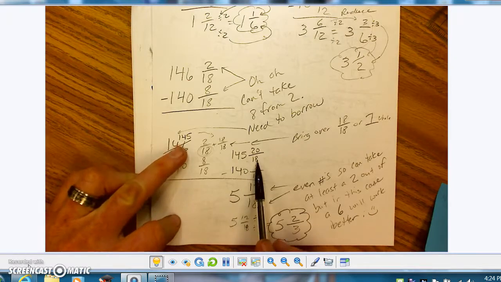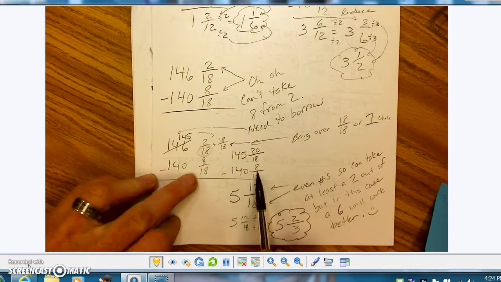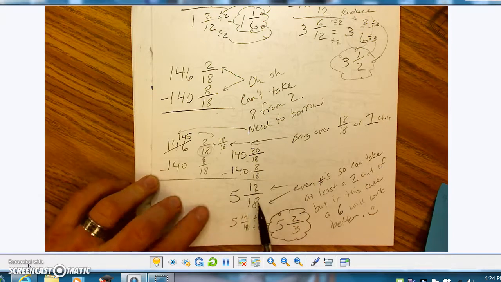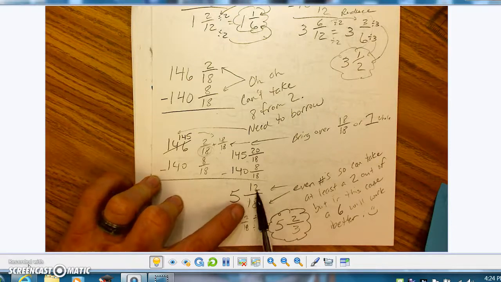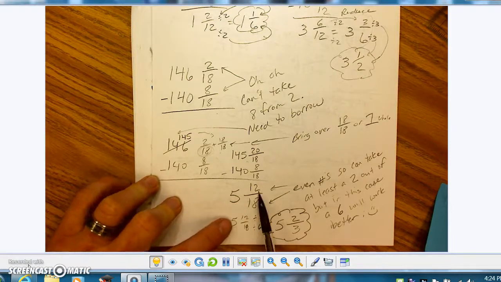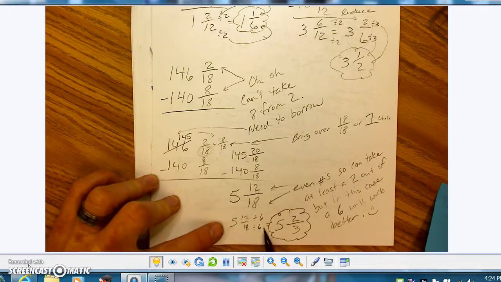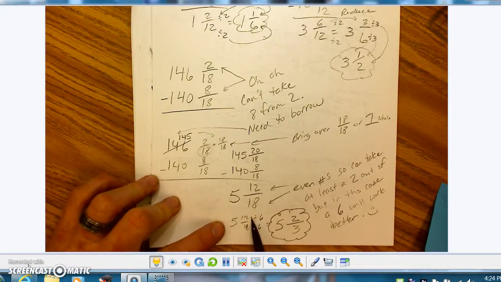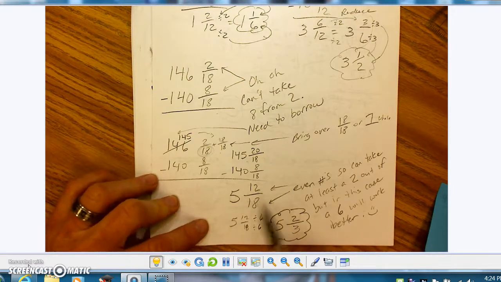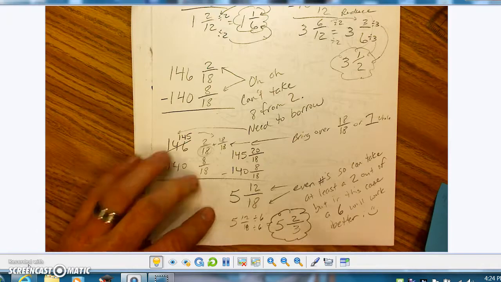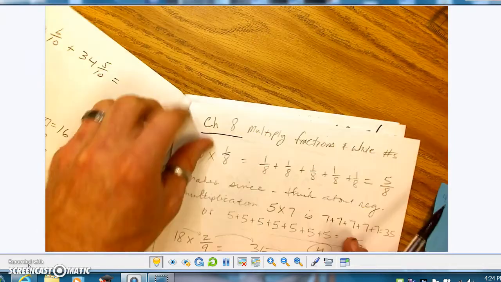145 and 20/18 minus 140 and 8/18 brings me down to 5 and 12/18. I know that these numbers are even, so at least I can divide by 2, but could I go higher? Yeah, there's a 6. I could divide by 6. So 12 divided by 6 is 2, 18 divided by 6 is 3, so it's 5 and 2/3 eventually. If you divided by 2, you'd still get down to 5 and 2/3. It would just take you a little bit longer.